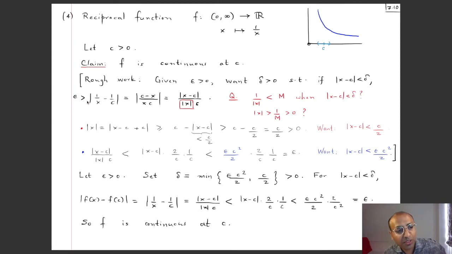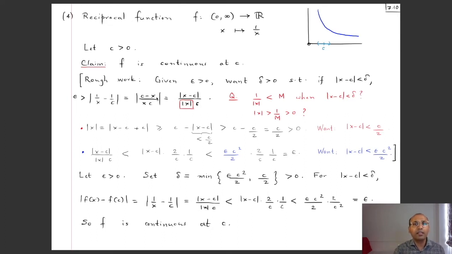So epsilon should be strictly bigger than mod of f of x minus f of C, which is mod of 1 by x minus 1 by C. Now, if you do some algebra here, you get xc in the denominator and c minus x in the numerator, which is the mod of the numerator divided by the mod of the denominator. Mod of the denominator splits into two parts, mod x times mod c, but c is positive, so you get just a c there without the mod.